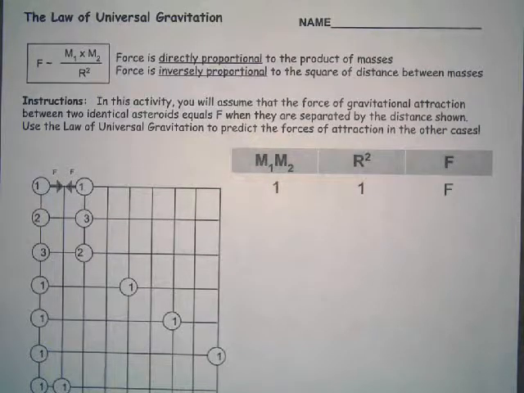Hi everybody. In this very short video lesson, I'm going to show you how to get started with some of the questions on the worksheet. The worksheet is about the law of universal gravitation.